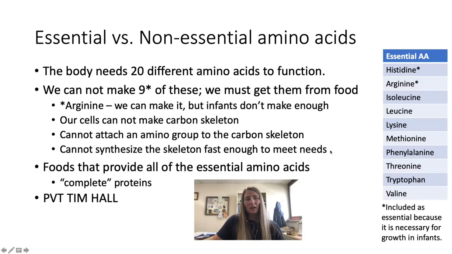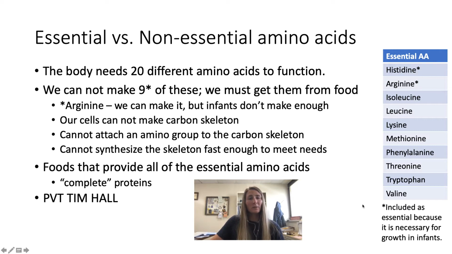So foods that are providing all of the essential amino acids to us are considered complete proteins or high quality proteins. Oftentimes on labels you will see a source of high quality proteins or a source of complete proteins. That means all 10 of these essential amino acids are included in that food.